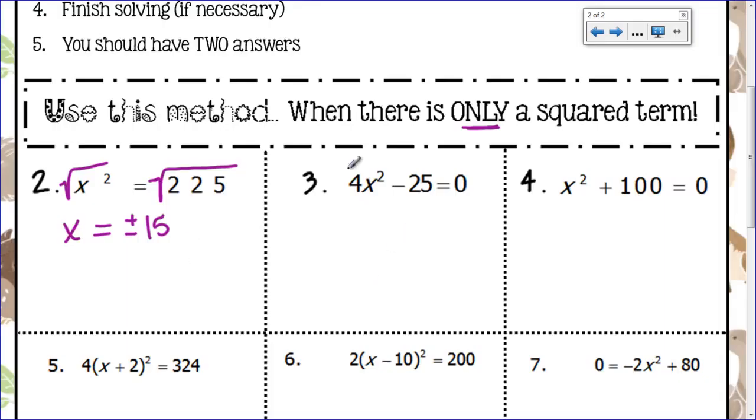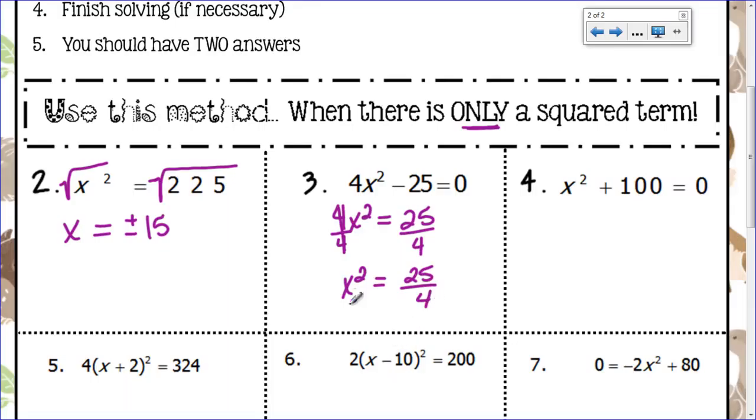So look at number 3. Number 3 is a little different because I've got 4x squared minus 25, and there's a lot happening. So the first thing I'm going to do is get the squared term, the x squared, by itself. So I'm going to add 25 to both sides. So I'm going to get 4x squared equals 25. And then I'm going to have to divide by 4. Well, 25 does not divide by 4 into a nice pretty number. It makes a decimal. However, 25 is a perfect square. And 4 is also a perfect square.